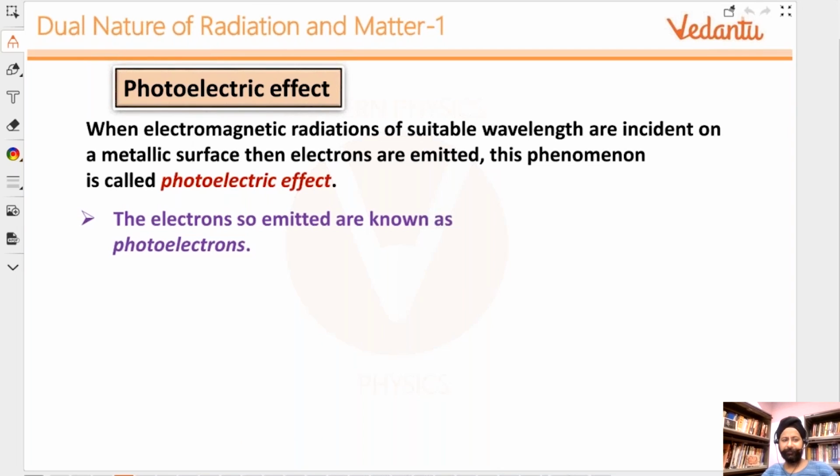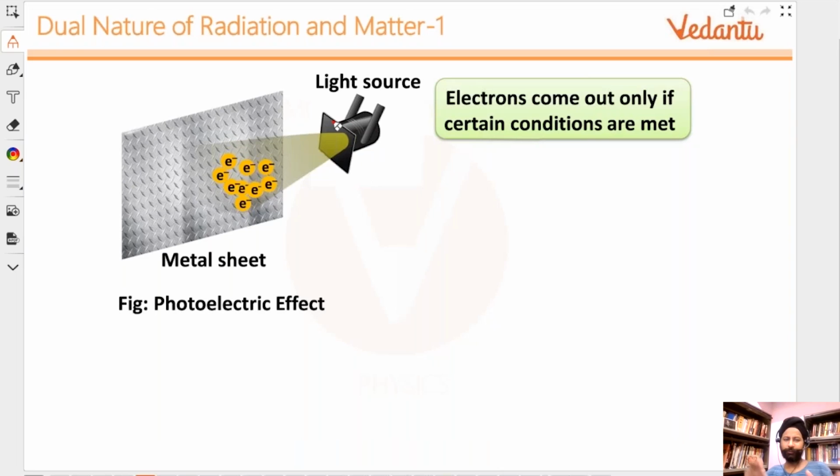So let's start formally with the definition of what that is. When electromagnetic radiations of suitable wavelength are incident on a metallic surface, then electrons are emitted. So let's slow down here and see the behavior. This is a source of light and this is a plate, metal plate, right? So when the light falls on it, the electrons will take energy and they will become free. They will escape. This is called the photoelectric effect.